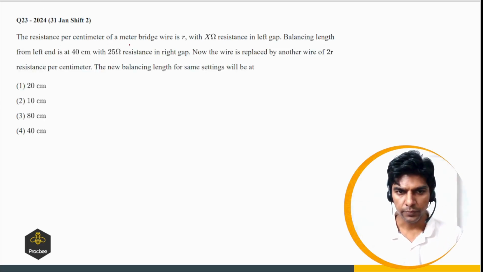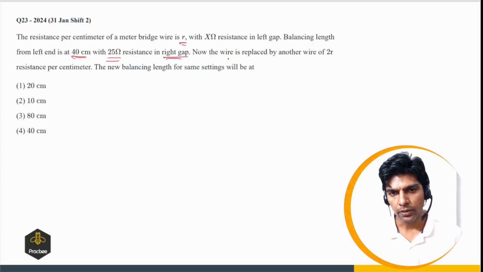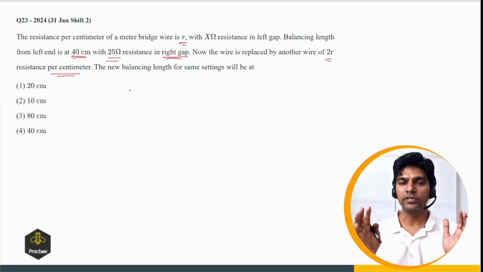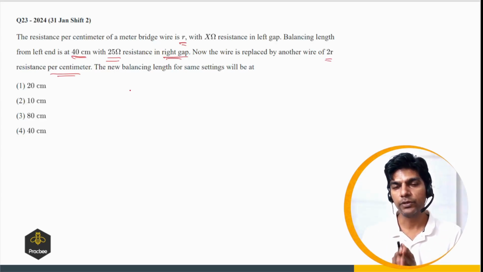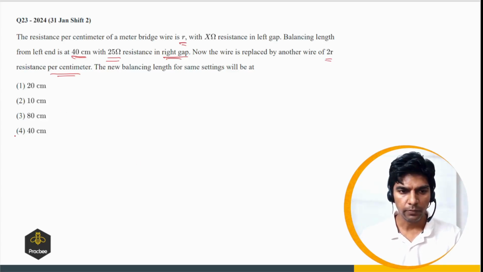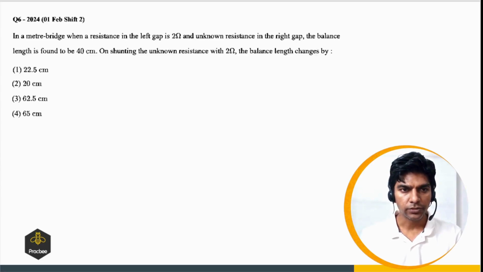The resistance per centimeter of a meter bridge wire is R, and with X ohms resistance in the left gap, the balancing length from the left end is 40 centimeter with 25 ohms resistance in the right gap. Now the wire is replaced by another wire of 2R resistance per centimeter. The new balancing length for the same setting will be, right, since we are not changing the length of the wire, if you change the resistance per unit length for the wire, there will be no change in the balancing length. So it will remain the same as 40 centimeter. So option 4 is the right answer. Let us see the next question.